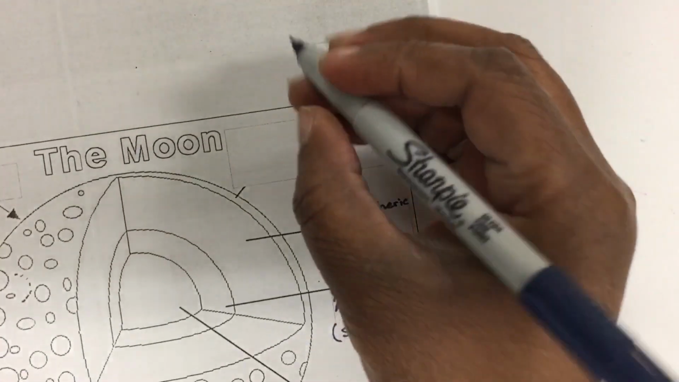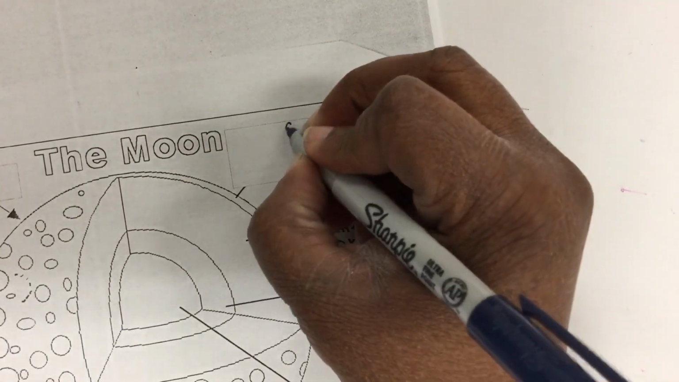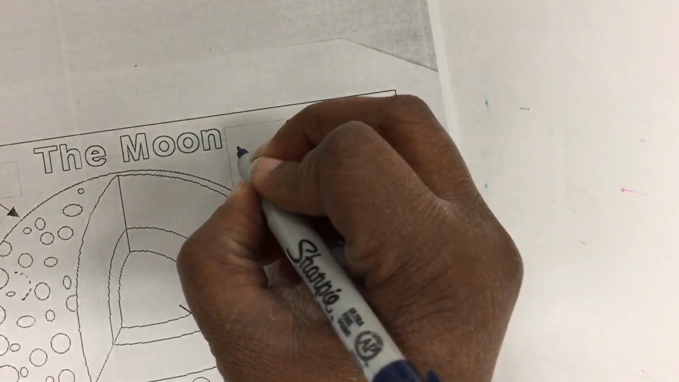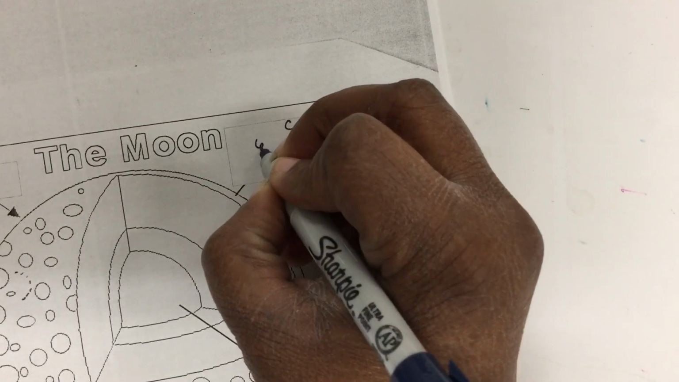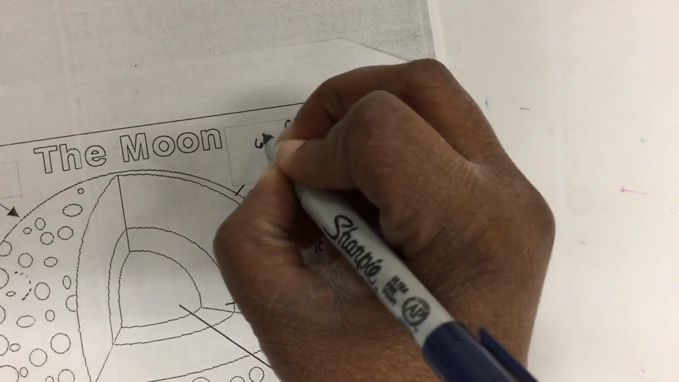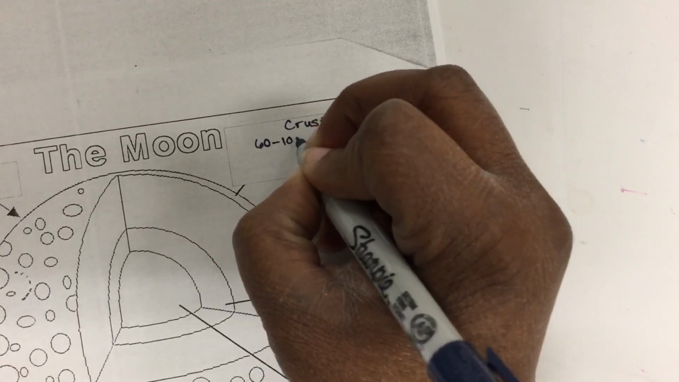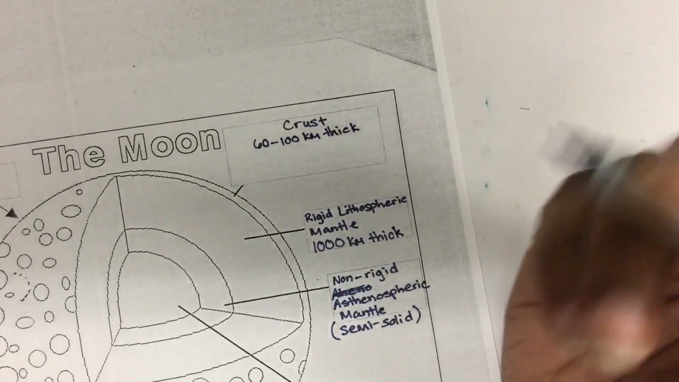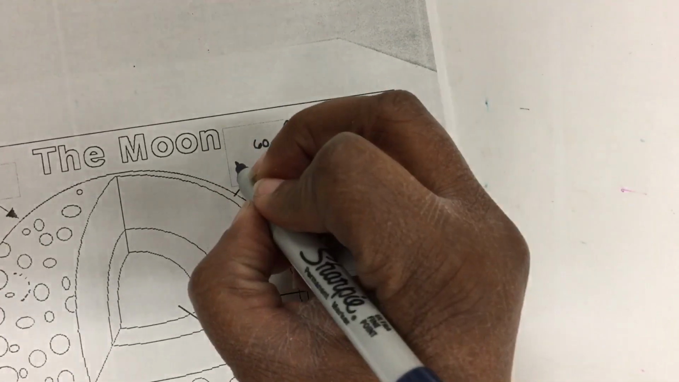Our last part is our crust. The crust is 60 to 100 kilometers thick, or 60 to 100 miles thick. Not too bad. Covered with rock and loose soil.